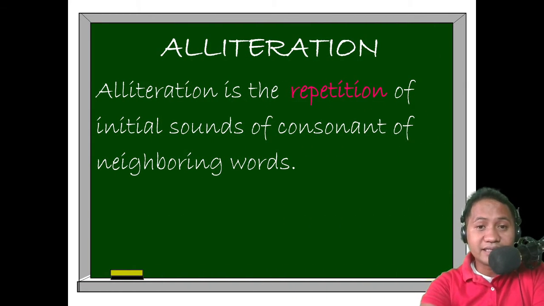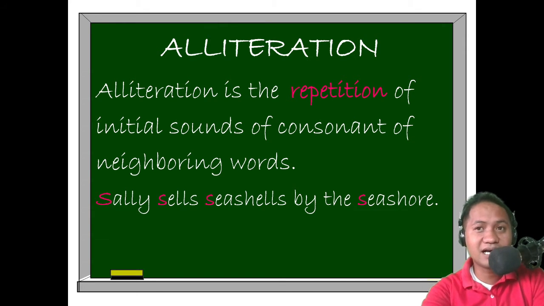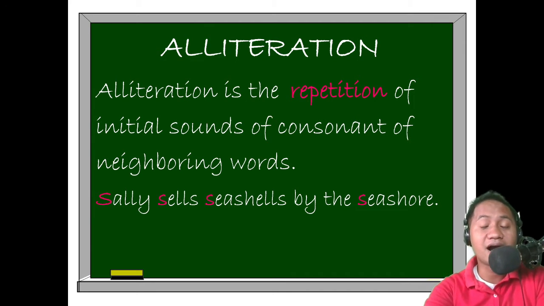Next, alliteration. Alliteration is the repetition of the initial sound of consonants of neighboring words. There is repetition, that is the keyword. Sally sells seashells by the seashore. The letter S keeps repeating. This is used for tongue twisters and during parlor games.